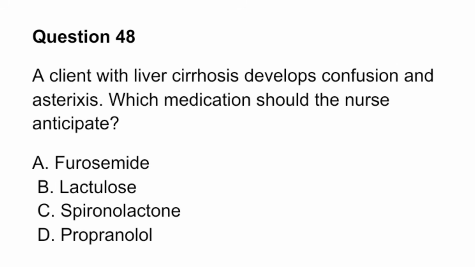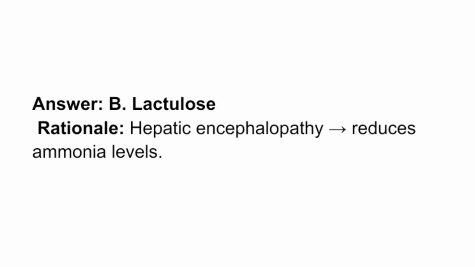Question 48. A client with liver cirrhosis develops confusion and asterixis. Which medication should the nurse anticipate? A. Furosemide. B. Lactulose. C. Spironolactone. D. Propranolol. The answer is B. Lactulose. Hepatic encephalopathy: reduces ammonia levels.